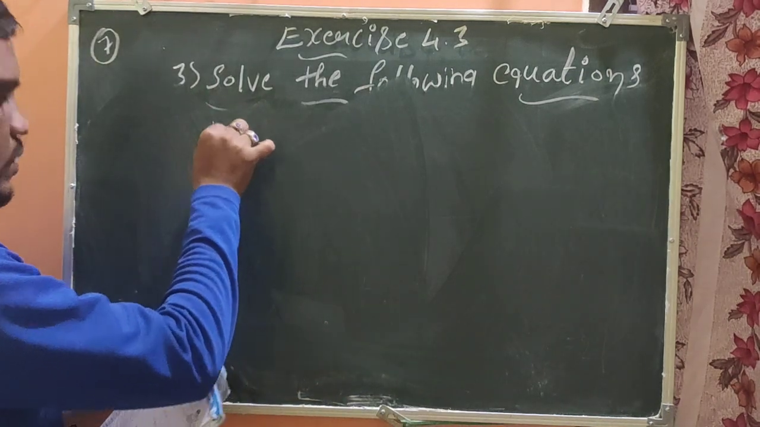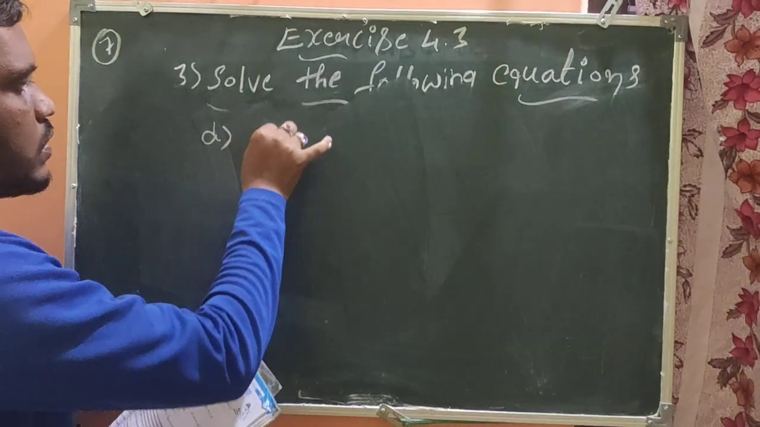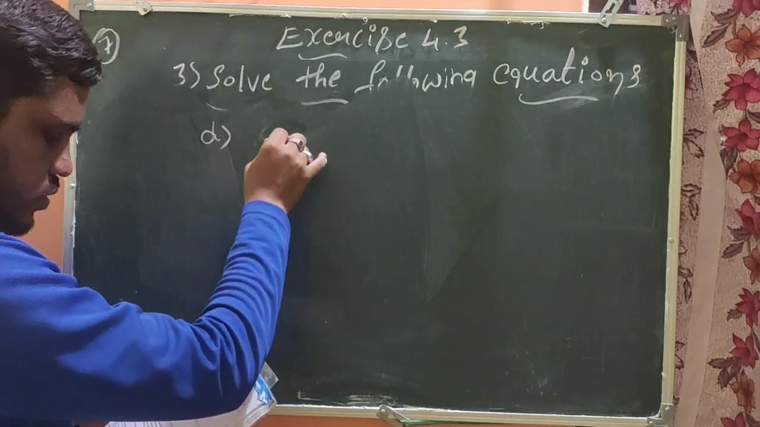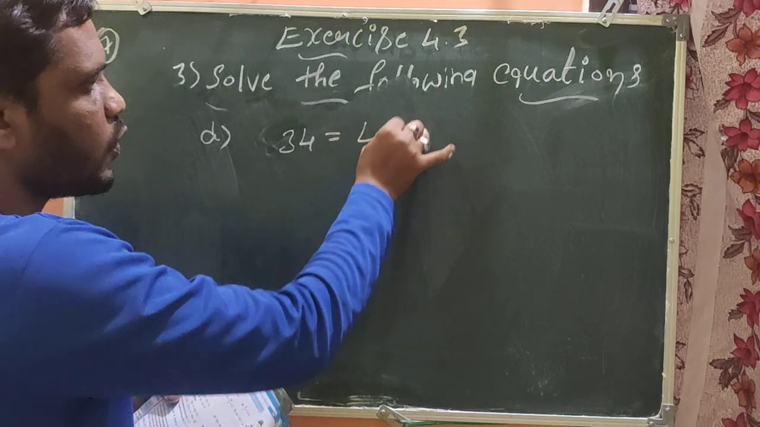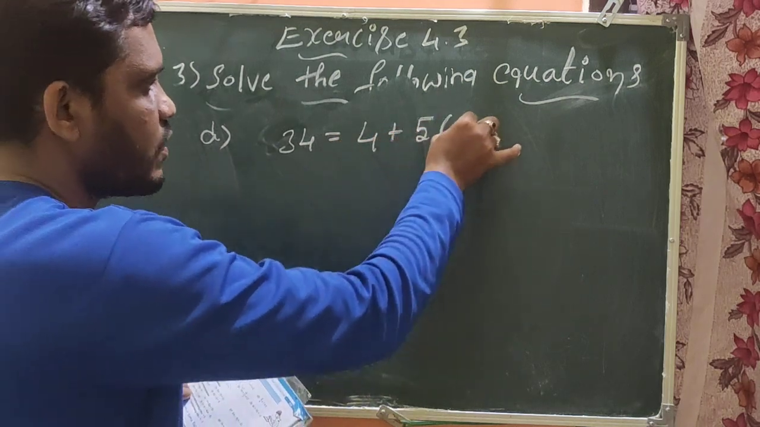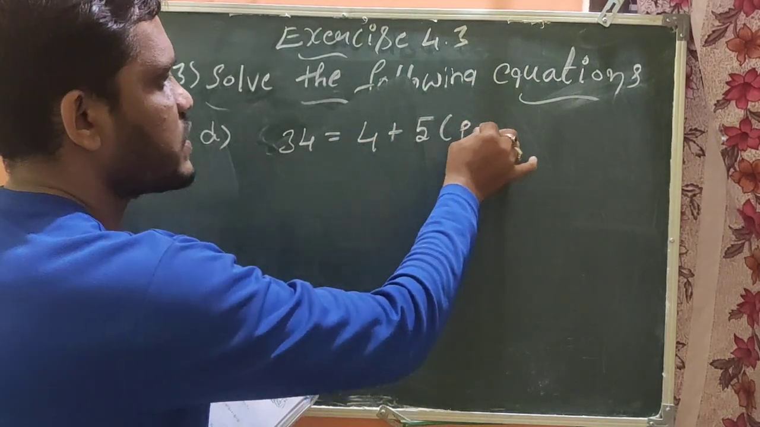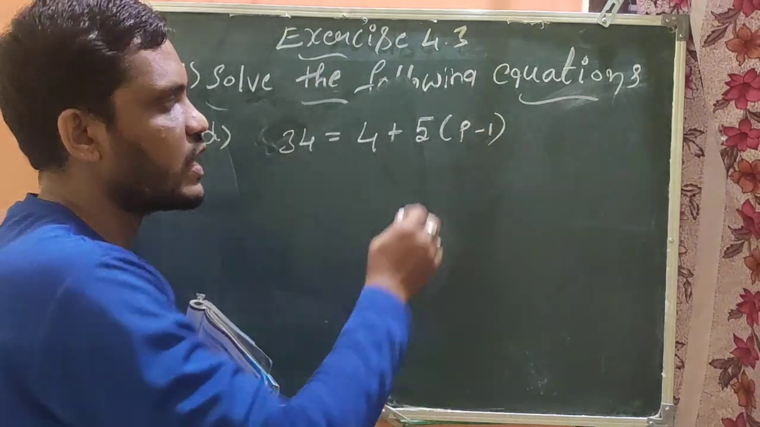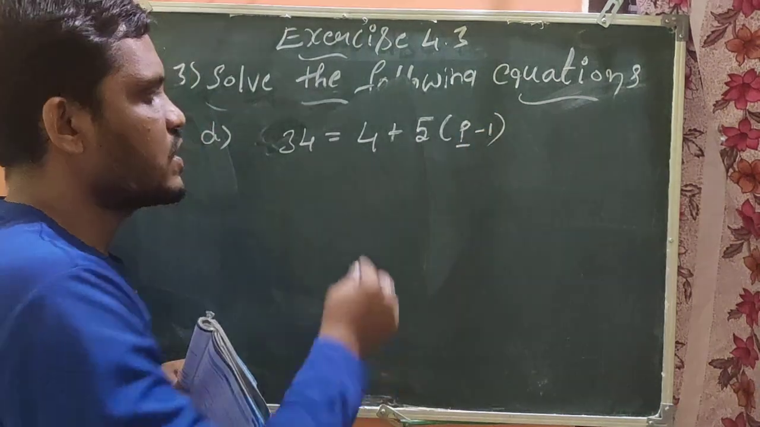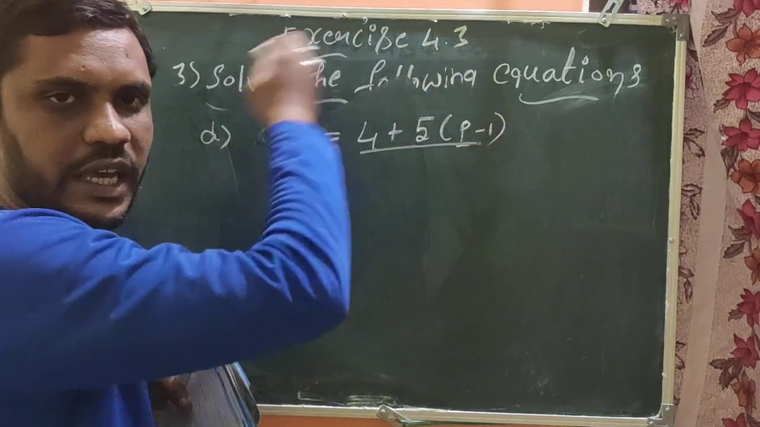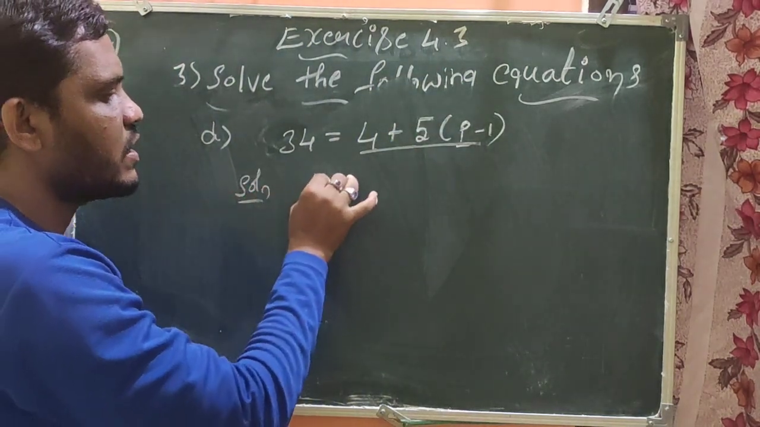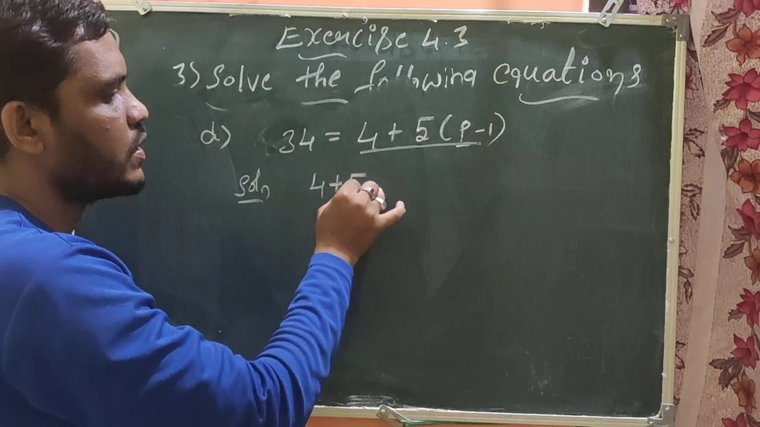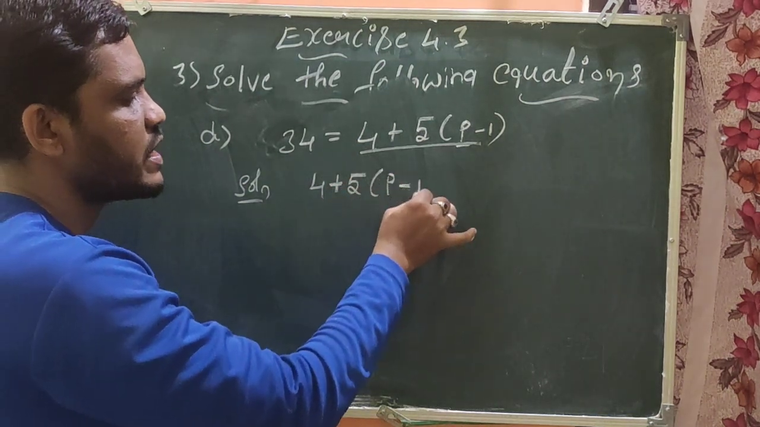34 is equal to 4 plus 5 times of P minus 1. Dear students, here the variable is in RHS side. So I will write it in LHS side. Okay, I will write in LHS side. Nothing will happen. The values will be the same.